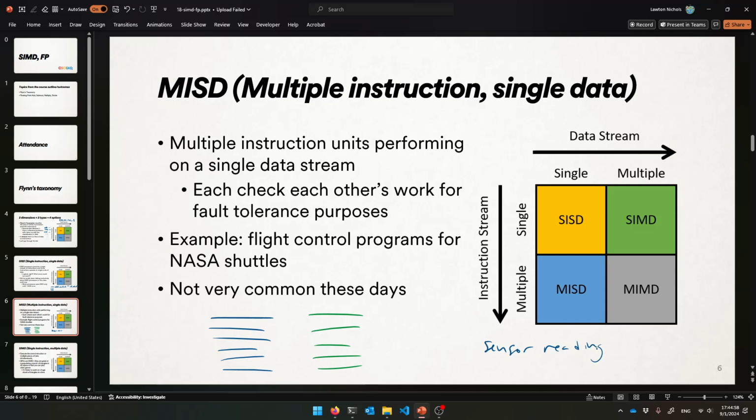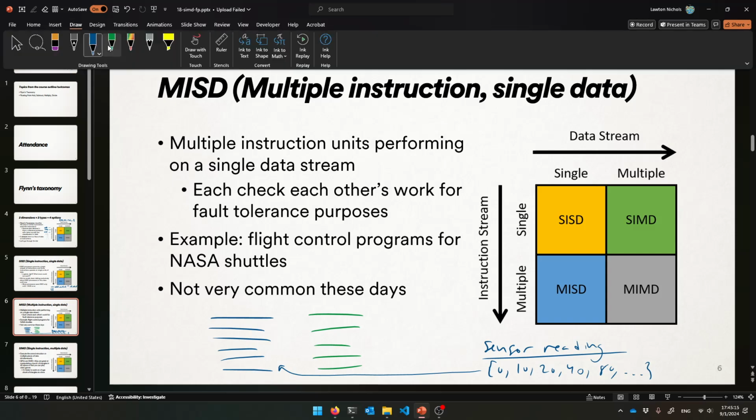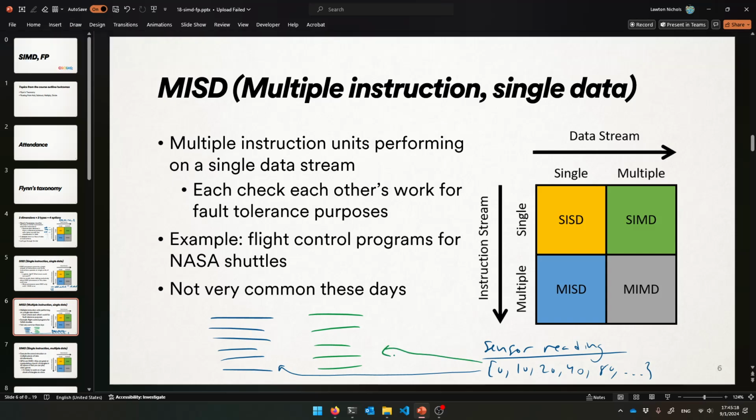Maybe you're in a plane and this is like altitude or something, or heading. Like you got these values coming at you, one at a time though. 20, 40, 80, I don't know, numbers. And you're feeding these sensor readings, single pieces of data at a time, into the blue program and into the green program. So a good example of that is these two programs are running at once, the same data with multiple instructions, so they can check each other's work, so that you know when there's an error. It's easier to spot errors if you have multiple instructions acting on single data streams.